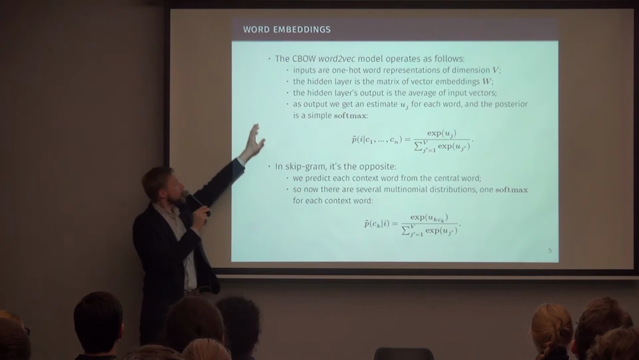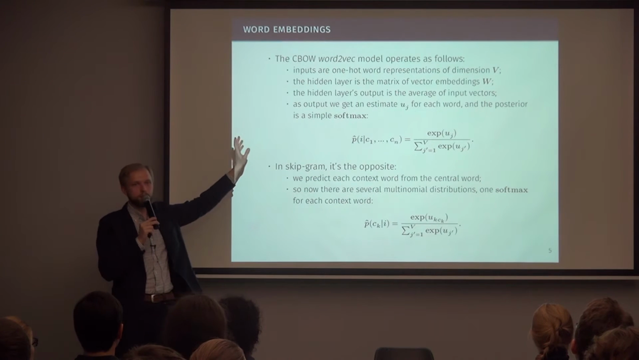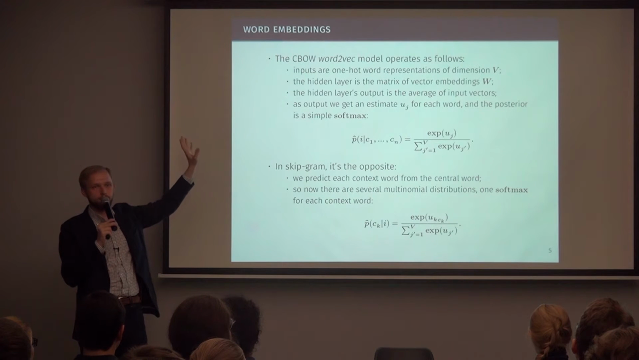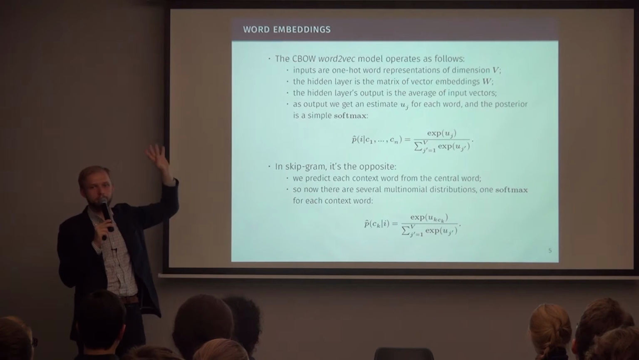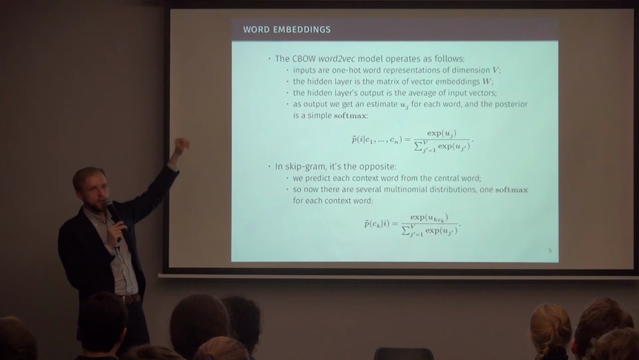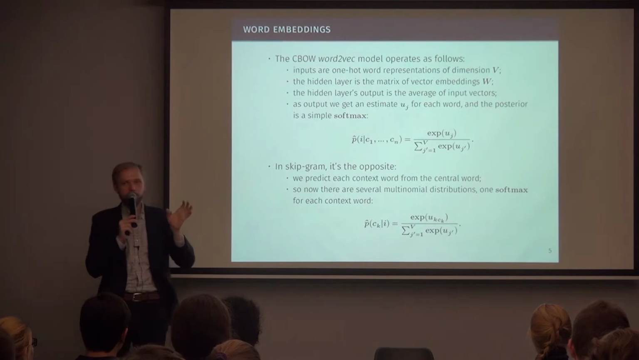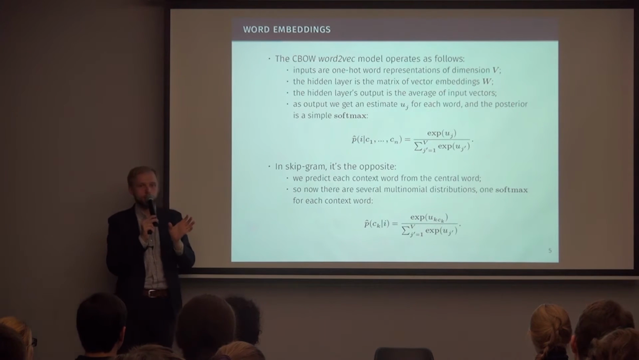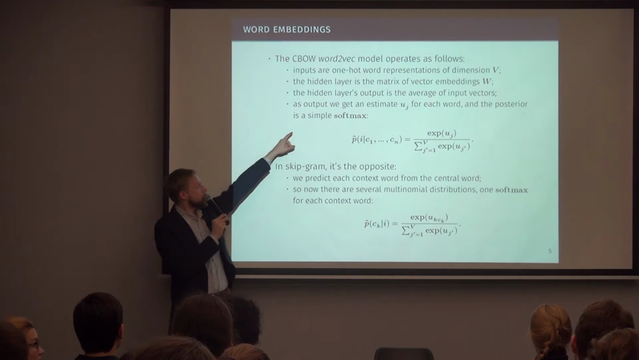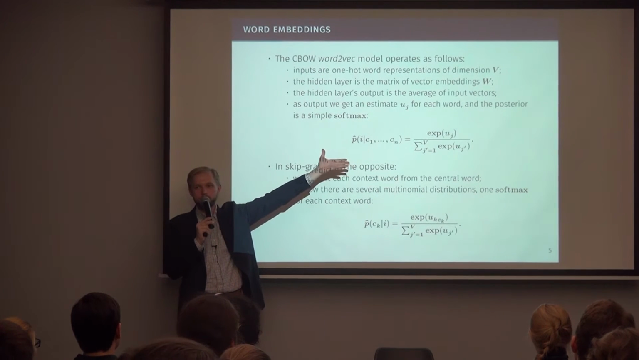So the word2vec model is very, very simple again. It's not a deep model, by the way. It can be thought of as just a shallow neural network, just a regular one hidden layer neural network. On the input, you have the word representations. Then the hidden layer is basically the matrix of these word embeddings. And the output layer is an estimate for the word in the middle of a window, right?